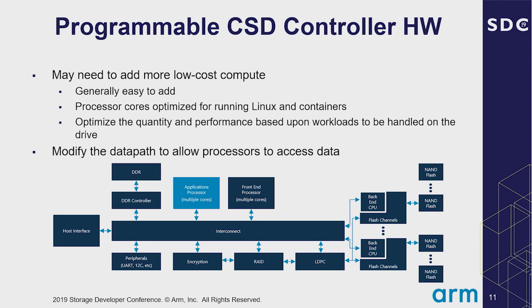Those cores do need to be optimized to run Linux and containers, and I'll get into that in a little bit more detail. You make it an architectural trade-off as to how many and what performance you want those cores to be, based upon a number of factors. Certainly what workloads you want to be able to handle on the drive, how much power you have available in your socket, whatever all the key parameters are that you need to evaluate. You have flexibility in picking the right applications processor or right quantity for the device you're designing.